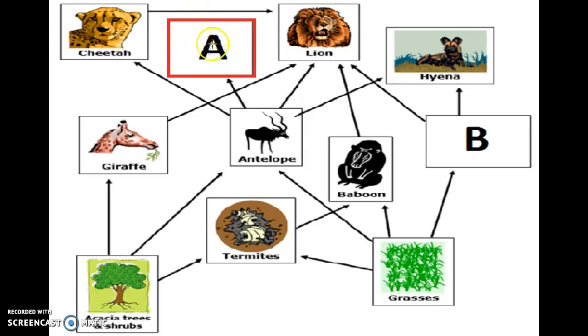So your answer, if I were to ask you which trophic level organism A is, the answer would be trophic level 3.